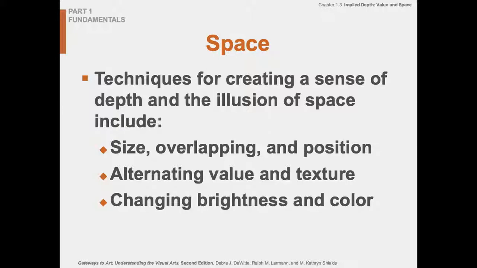So value is one way, but size and overlapping and position is another way. There's also alternating value and texture, which is actually atmospheric perspective, another expression for this. And then changing the brightness and color, similar. These are both similar in atmospheric perspective. But overlapping and position, these are early ways that we use space in a painting. But again, it's implied space.